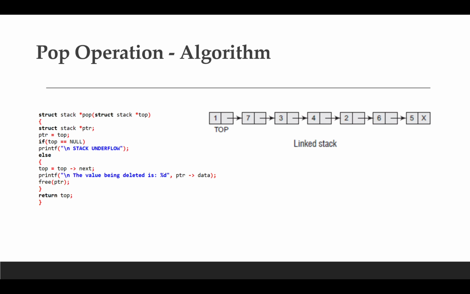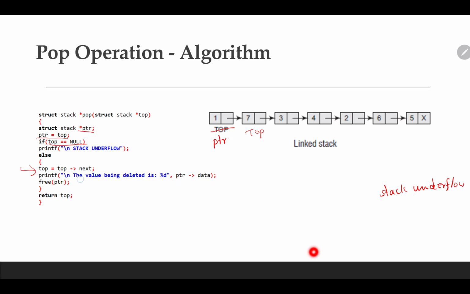This is the code for the pop operation. We are declaring one pointer variable, ptr, and next we are assigning ptr is equal to top. This is the top position and we are assigning this as ptr. Then we are checking whether top is equal to null. If it is null, it will print the message stack underflow. If it is false, top is equal to top->next. Now this is the top.